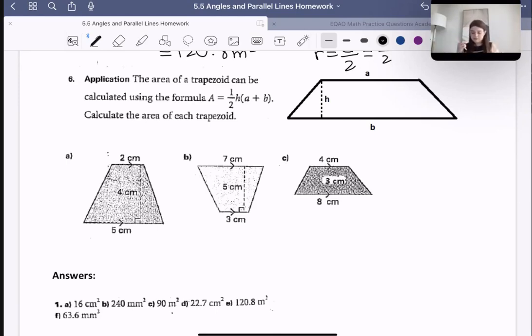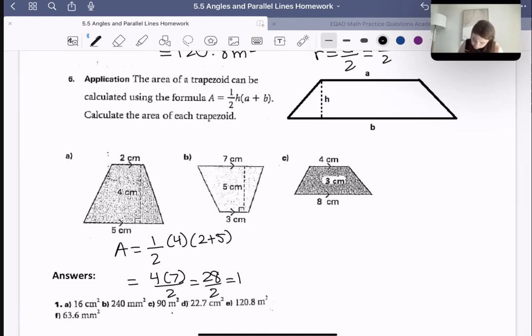Now, that said, you won't be asked why this equation does indeed work on your test, but what you will be asked is what's the answer? What's the area for these? So let's go through that. So for this first one, the area would be 1/2 times the height, which is 4, and then times a plus b, which is 2 plus 5. So that's going to end up being 4 times 7 over 2, which is 28 over 2, which is 14 centimeters squared. And there we go.